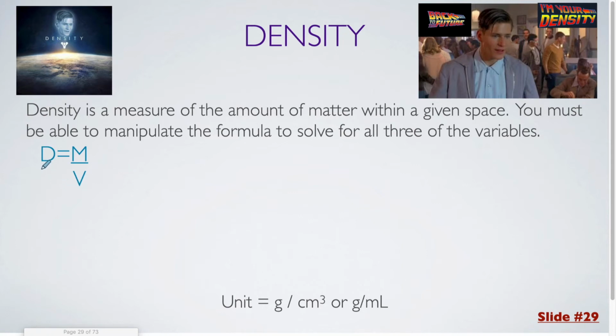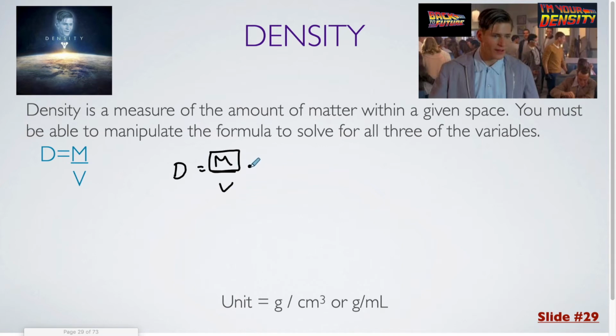If I'm starting and I'm trying to find density, the equation's good to go. D is already solved, so I could just plug my numbers directly in. But what if I was trying to find the mass? So what if I wanted this variable by itself? That means I need to do something mathematically to get this volume to the other side of the equation.